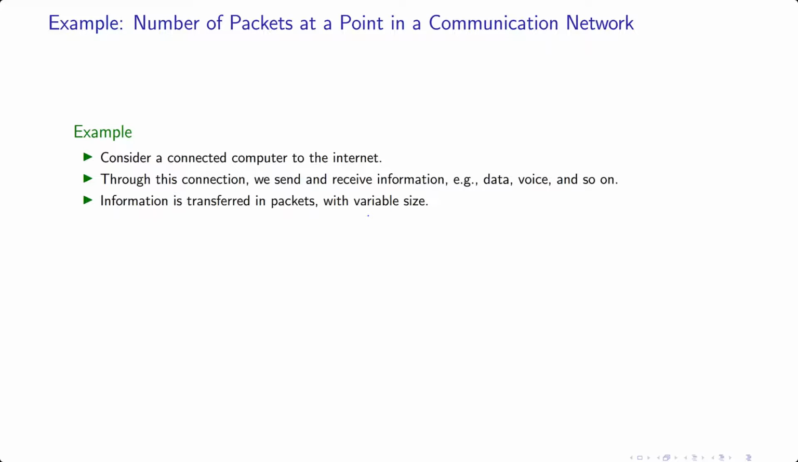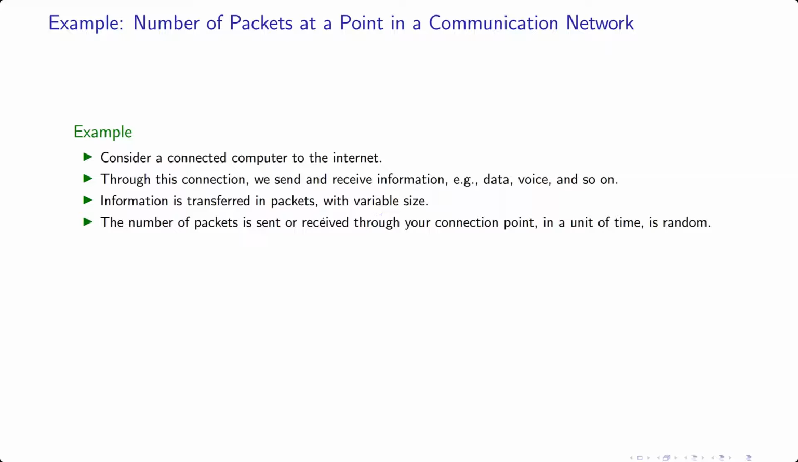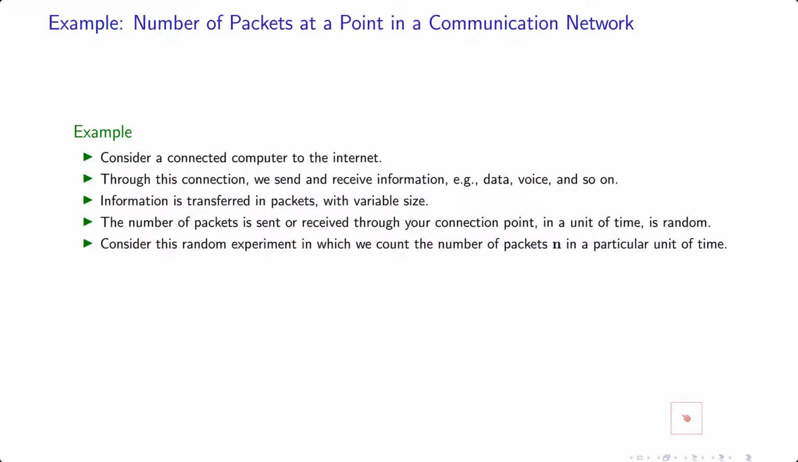Information is random, data is random, voice is random, and the number of packets is random. So you could assign lots of different applications. The information in the packets is of variable size. The size of the packet is random. The number of packets sent or received through your communication network in a unit of time is random. You could consider this a random experiment. We count the number of packets n in a particular unit of time.